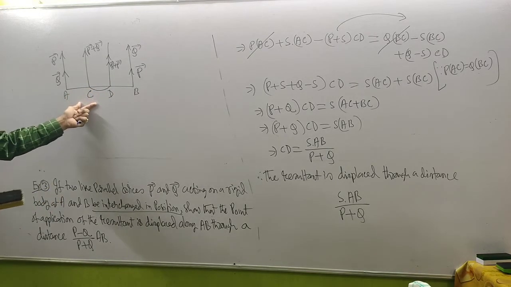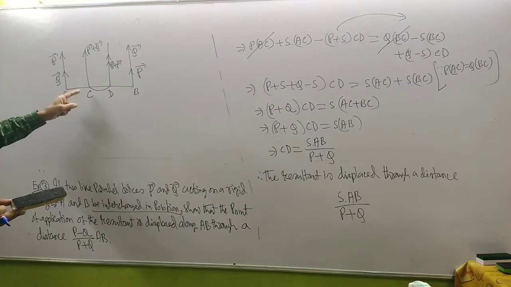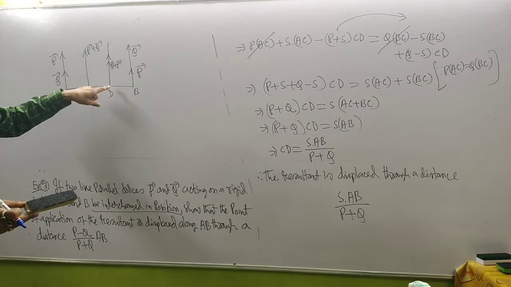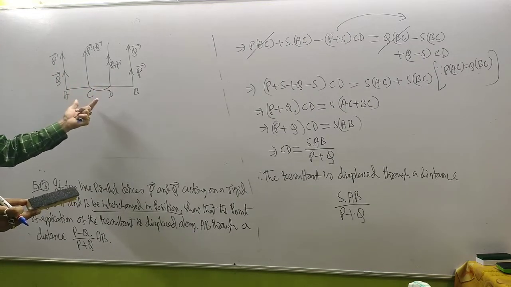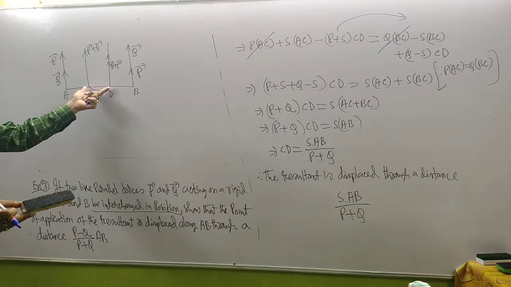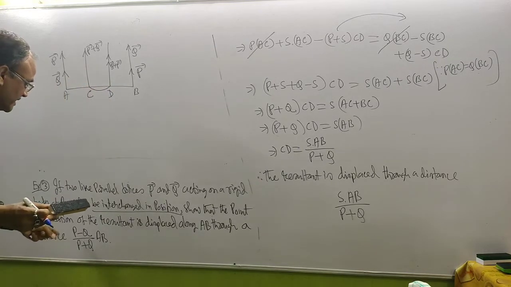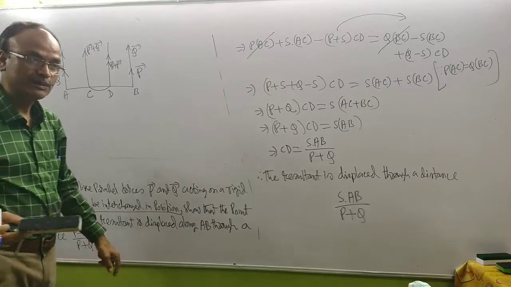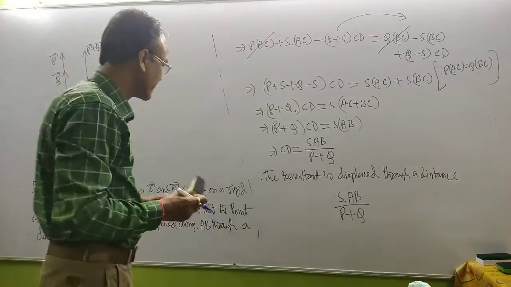The original resultant was acting at the point C, and the new resultant is acting at the point D. The resultant is displaced through a distance CD. The distance CD will be equal to (P minus Q) divided by (P plus Q) times AB. We have to show that.